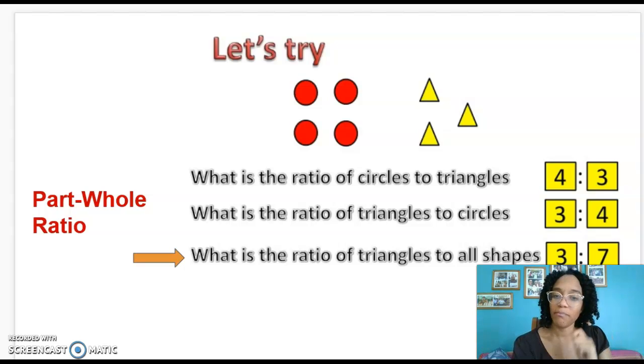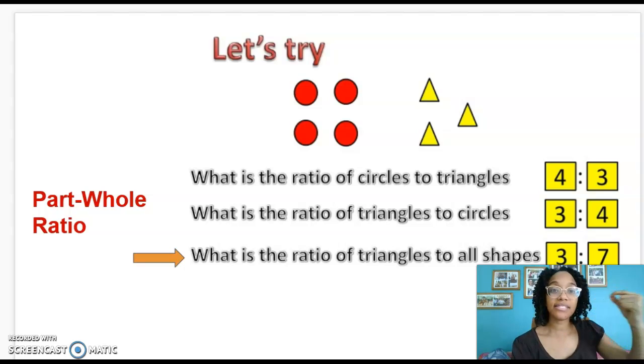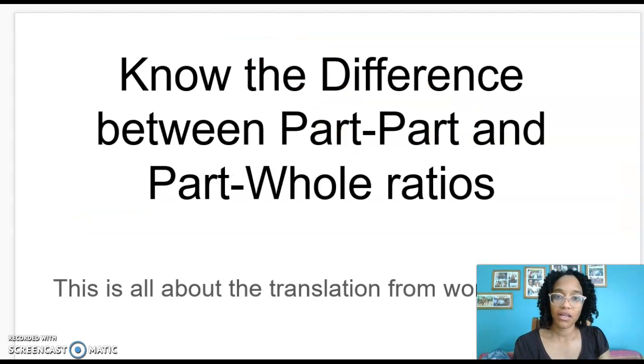I want you to note, part-whole ratios can be a little bit tricky because you end up counting the part 2 times. Notice in the ratio 3 to 7, the 3 counts the number of triangles, and the 7 counts the number of triangles plus the number of circles. So in that way, we've actually counted the triangles on both sides of the ratio. You must know the difference between part-part and part-whole ratios.